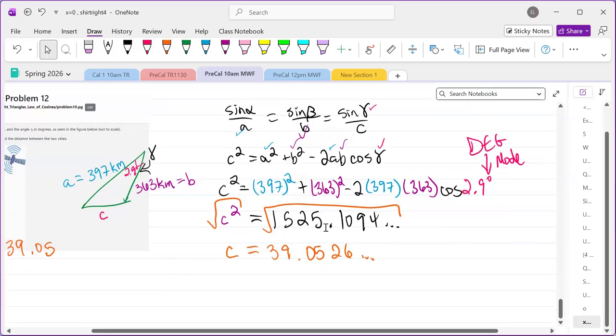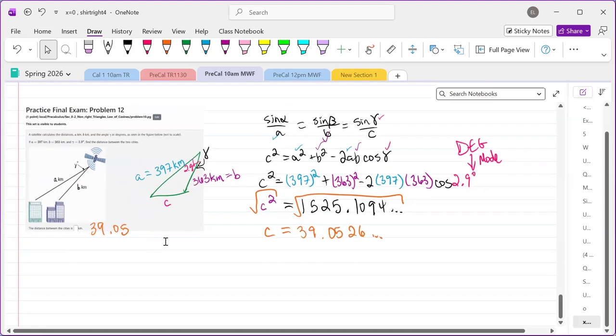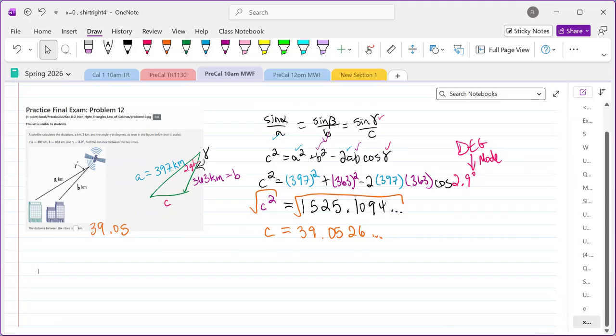Now that 1525 though might be a wrong answer. So you do need to think about, is my answer too big? Does it make sense? All right, what's another one we can take a look at?